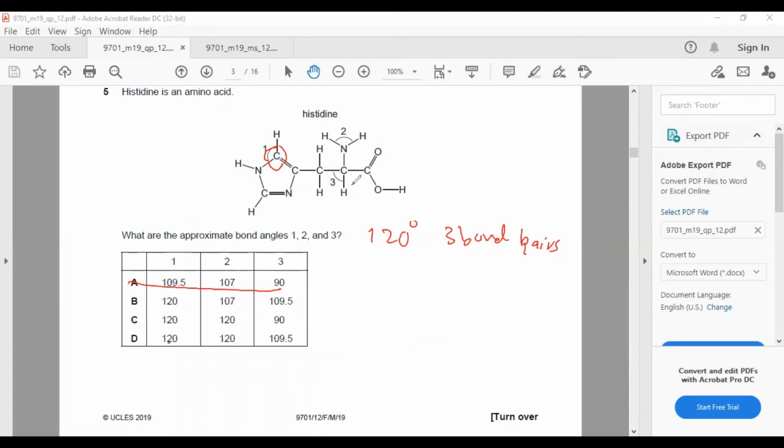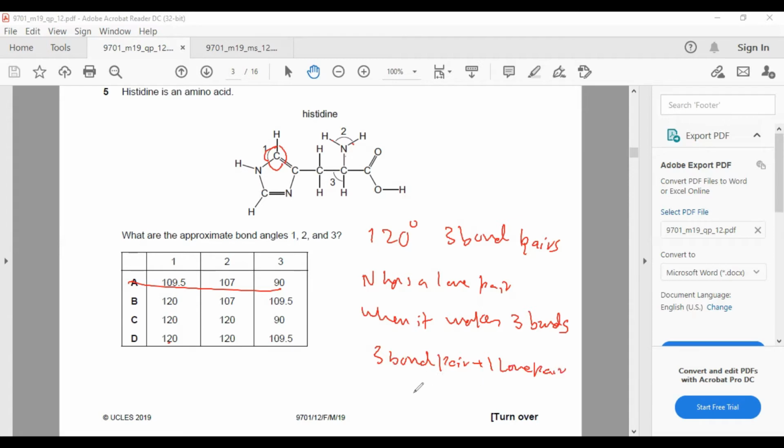Number 2, nitrogen always has one lone pair when it makes 3 bonds. Write down a rule: nitrogen has a lone pair when it makes 3 bonds, so the lone pair is not shown. 1, 2, 3 bond pairs, 1 lone pair. So 3 bond pairs plus 1 lone pair, the shape is pyramidal and the angle is 107 degrees. So B is the answer.